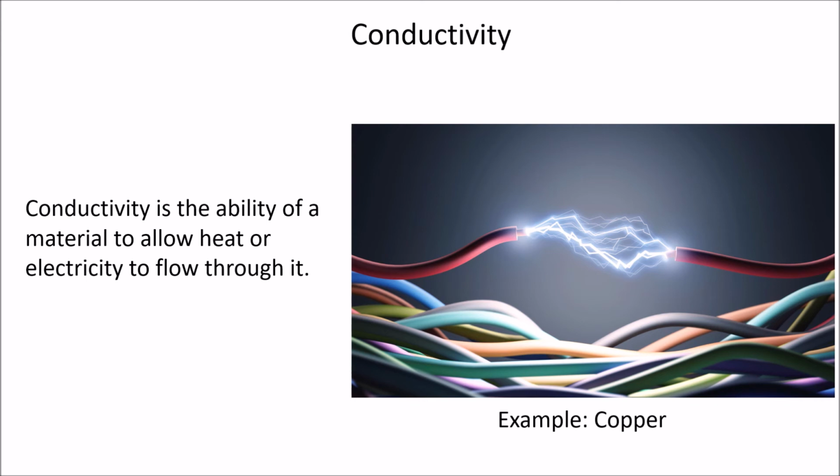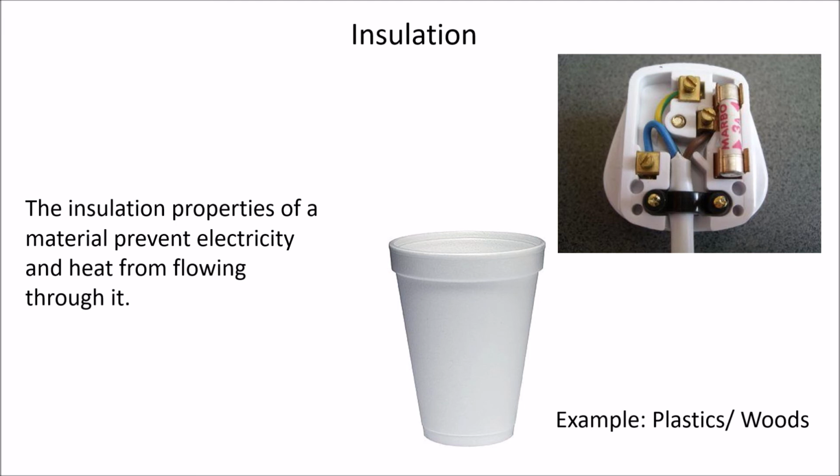So a lot of pipe work and heating coils will be made from copper as well, because it's very efficient in terms of heating. So conductivity is the ability of a material to allow heat or electricity to flow through it. The opposite of that is insulation. If you have your copper wire with electricity flowing through it at the end of your plug, you put your hand on the plug and you don't get electrocuted. Part of that reason is it's surrounded by plastic, and plastic has good insulation properties. The insulation properties of a material prevent electricity and heat from flowing through it.